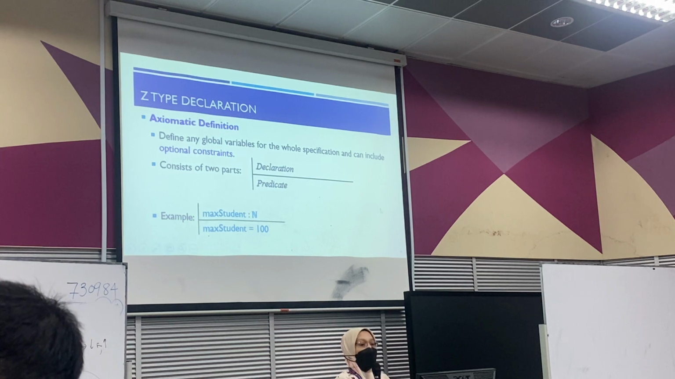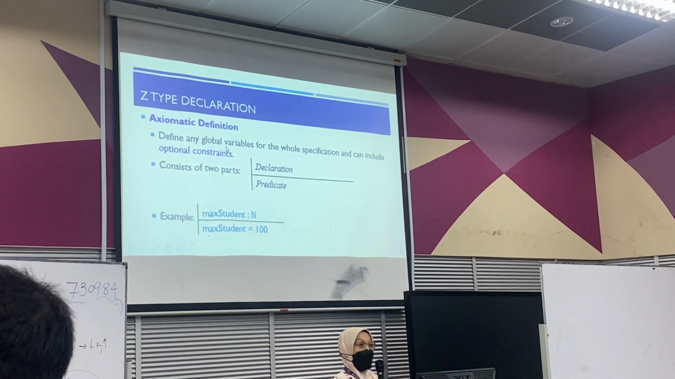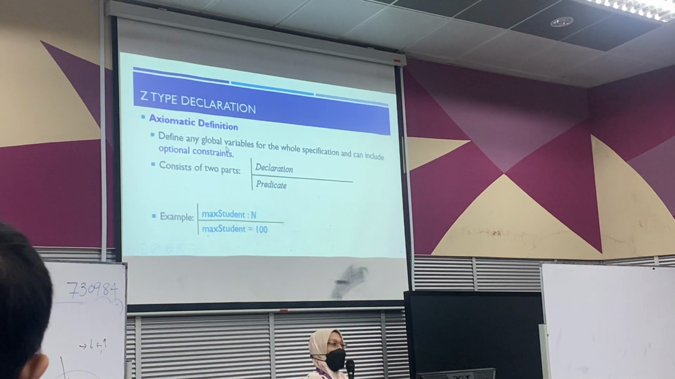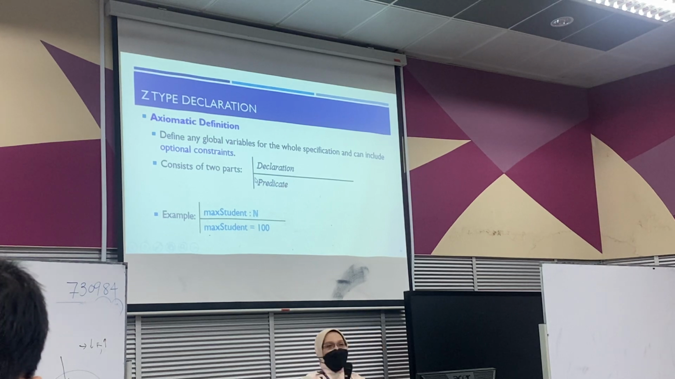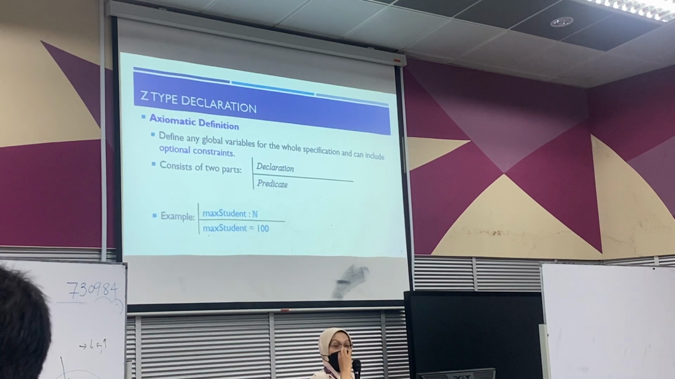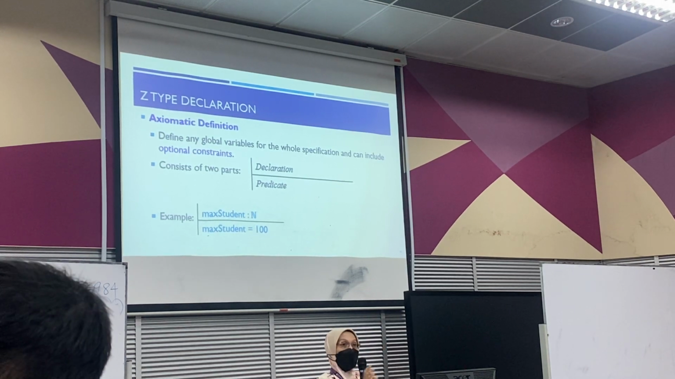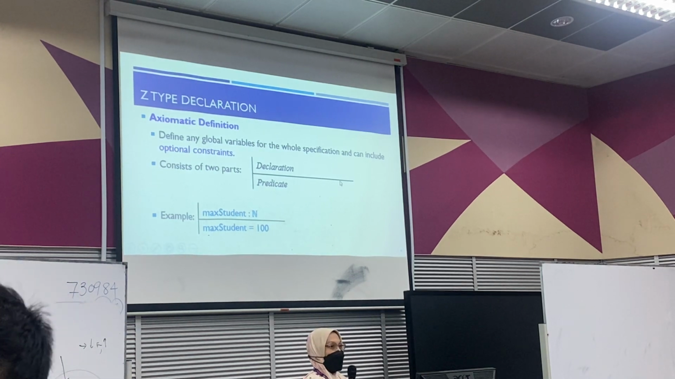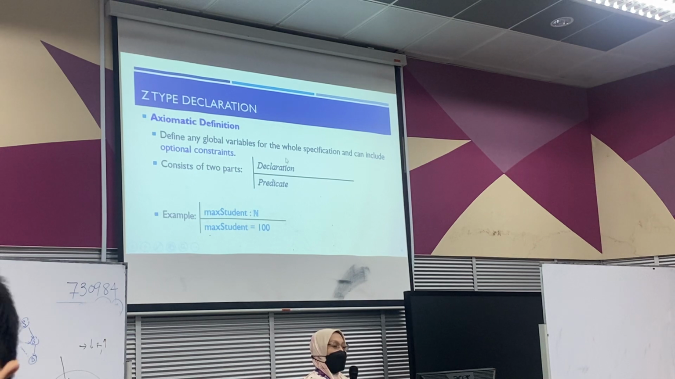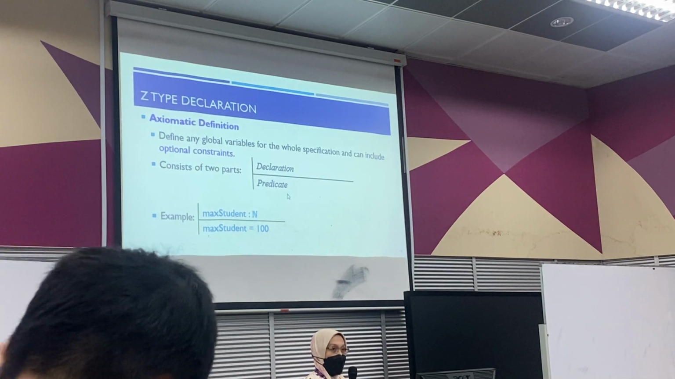So you do it using axiomatic definition. There are two symbols. I call this symbol the sleeping T. This is a special symbol we call the axiomatic definition symbol, where you have the sleeping T. On top is the declaration, below is the predicate.